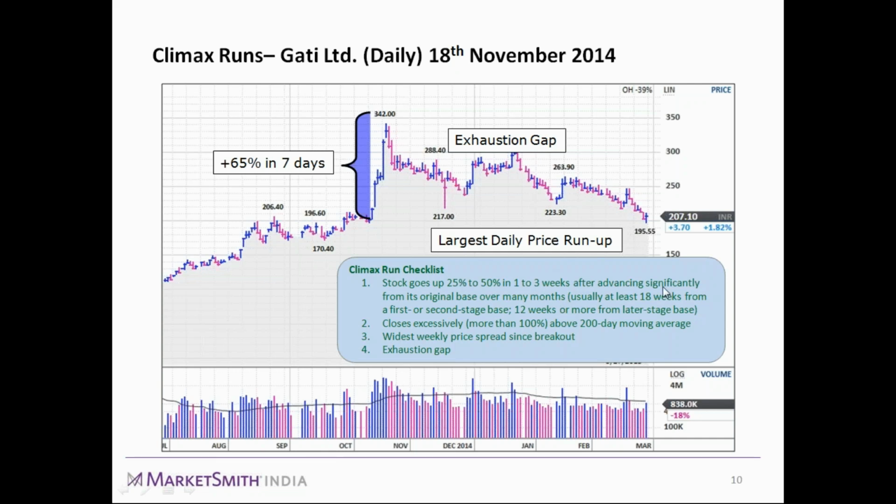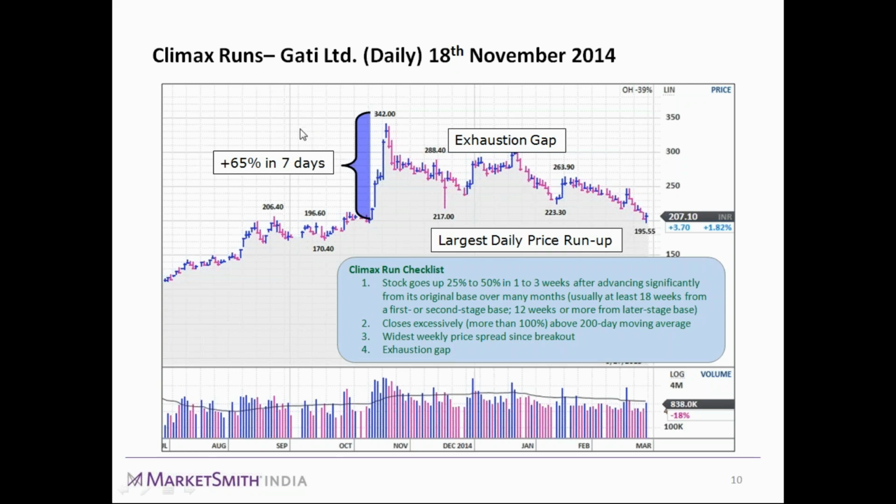And if you look at the weekly price run, if you see that it's gone up 25 to 50% in just 1 to 3 weeks after it has broken out from its original base, that's also a sign that it may be a climax run. So all these things happen after the stock has already broken out and already made a significant price run from its first stage or second stage base.